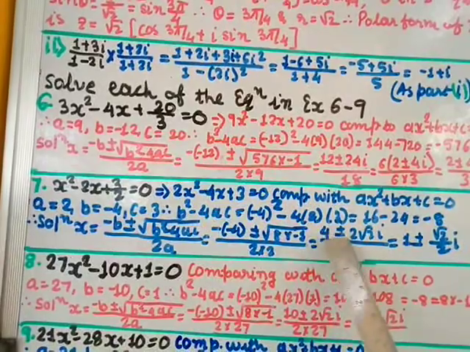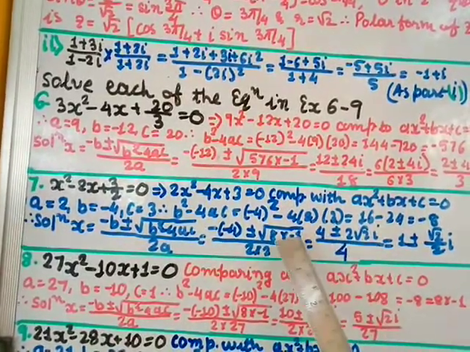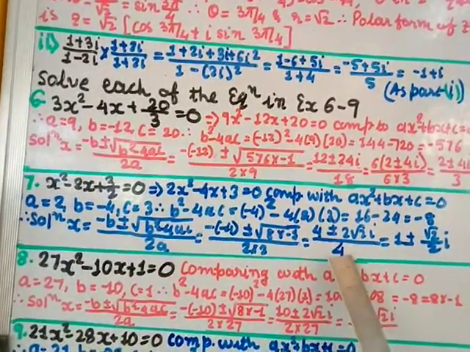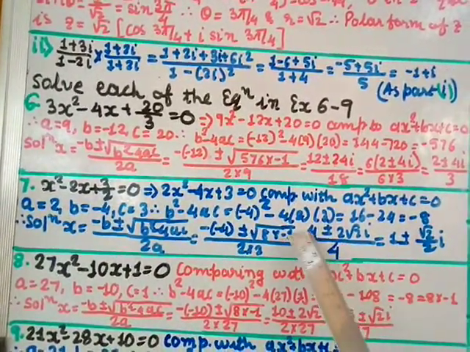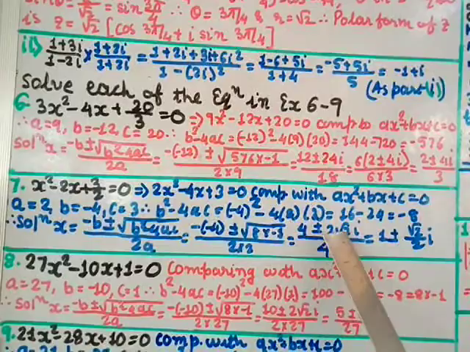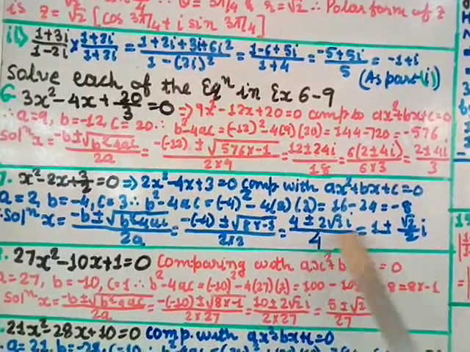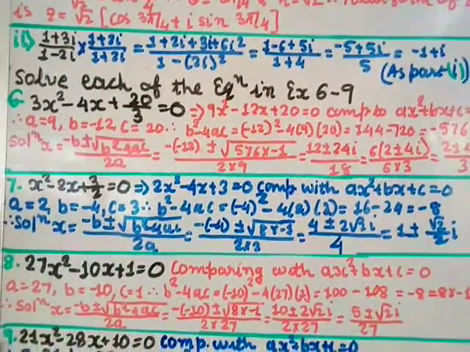Here, plus or minus 8 can be written as 2 root 2, and square root of minus 1 is i. Divide each term by 4: 4 by 4 is 1, plus or minus, when you divide here, you cut by 2, so you get root 2 by 2 i. So that is the solution for question 7.